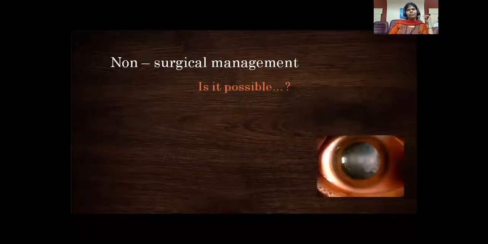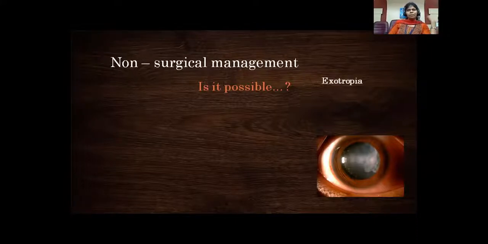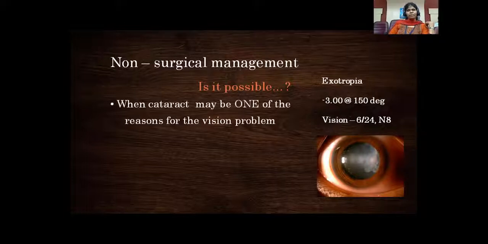Is it possible? So this typically cataract is a little paracentral. It's affecting the visual axis centrally, but not fully covering the visual axis. The patient may have an associated exotropia with a -3 cylinder and a vision of 6/24 N8. So what do we do for this cataract? Do we go ahead and operate?